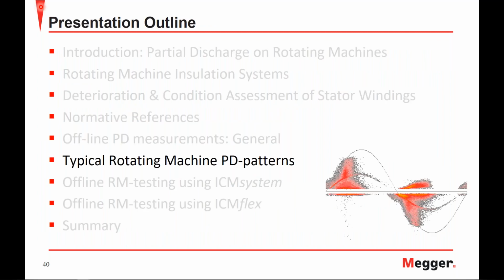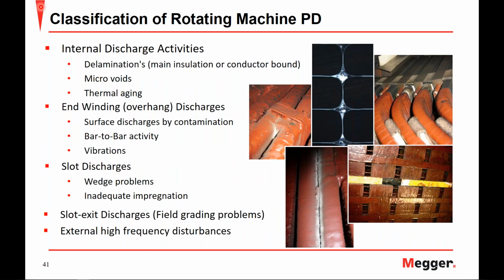Next, we'll look at the typical rotating machine partial discharge patterns. Partial discharge in rotating machines can be classified in several different ways. For instance, internal discharge activities that include delaminations in both the main wall insulation or the conductor-bound insulation, or microvoids within the insulation and thermal aging.